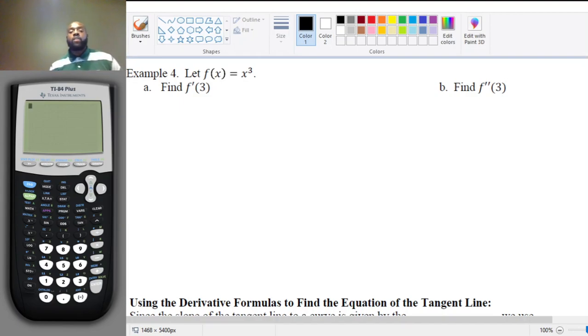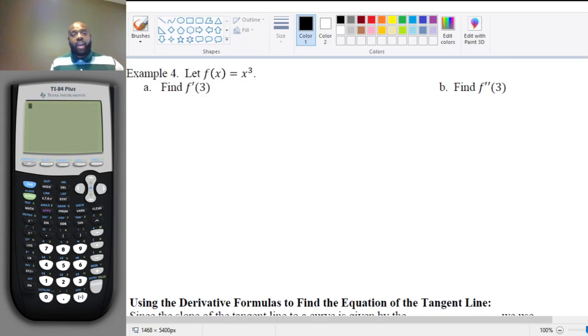Now that we have all of those rules, we can actually find the slope of tangent lines, talk about the first derivative at points and the second derivative at points, and now know what they mean, right? This example requests that we find f prime at 3, the first derivative evaluated at 3, and the second derivative evaluated at 3, given that our function f of x equals x cubed.